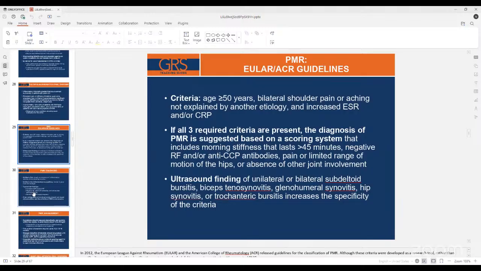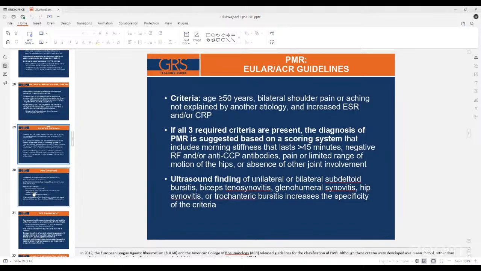If all these three criteria are met, the diagnosis of PMR is suggested based on a scoring system that includes morning stiffness that lasts more than 45 minutes, negative rheumatoid factor and/or anti-CCP antibodies, which helps us to differentiate polymyalgia rheumatica from our main differential diagnosis, rheumatoid arthritis, pain or limited range of motion of the hip, or absence of other joint involvement.